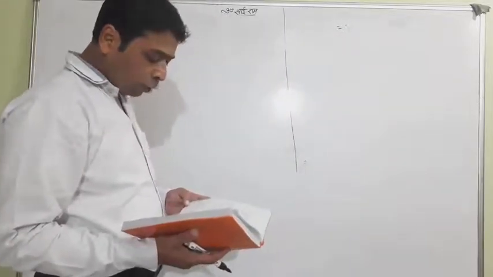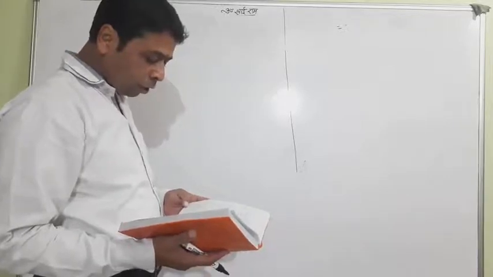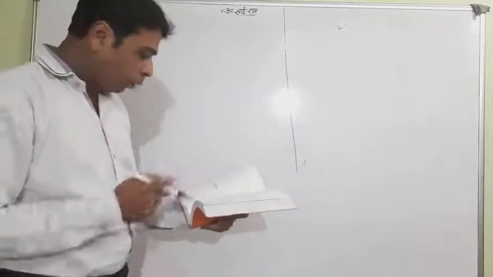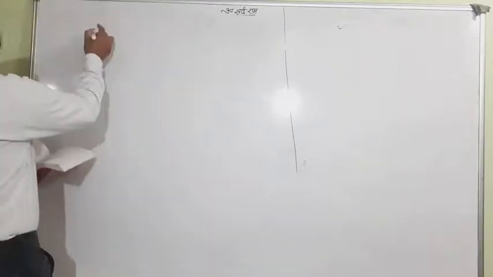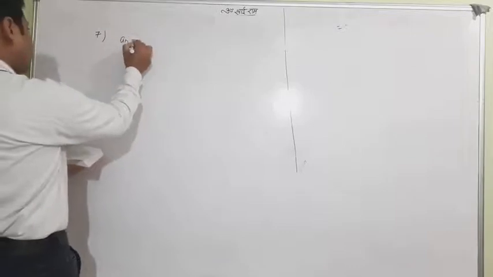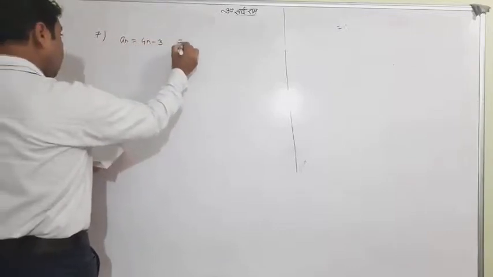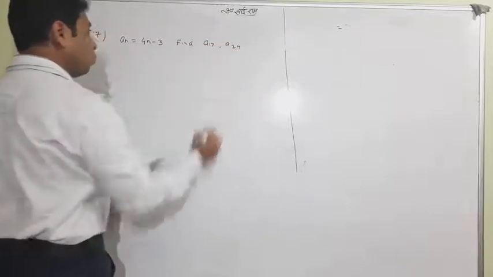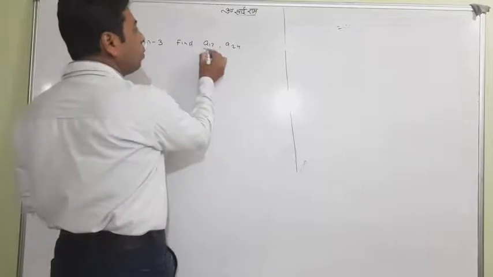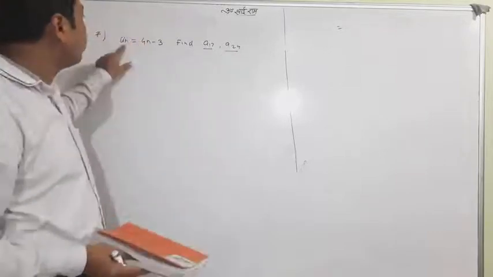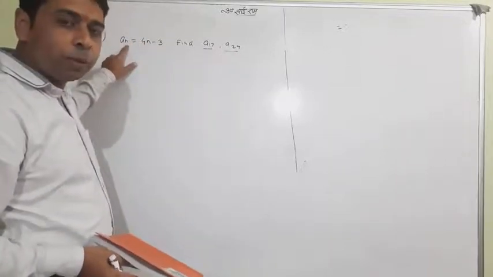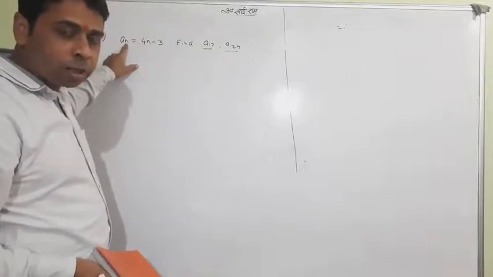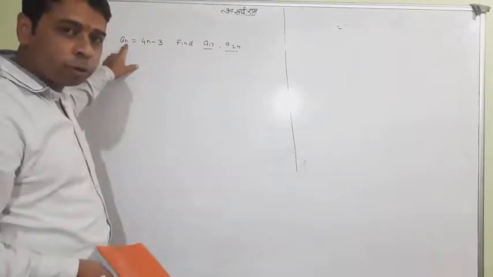Again, the next 4 questions: find the indicated term. We just want to find the indicated term. Like in the 7th question, an is equal to 4n minus 3 is given, and it says find a17, a24. What is the simple meaning of this? Very simple. You want to find a17 and a24, so put n equal to 17 first, then you will get the 17th term. Then put n equal to 24 in the second question. It will be the answer.